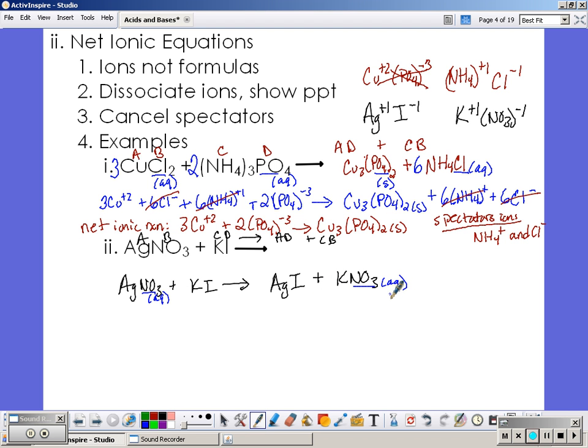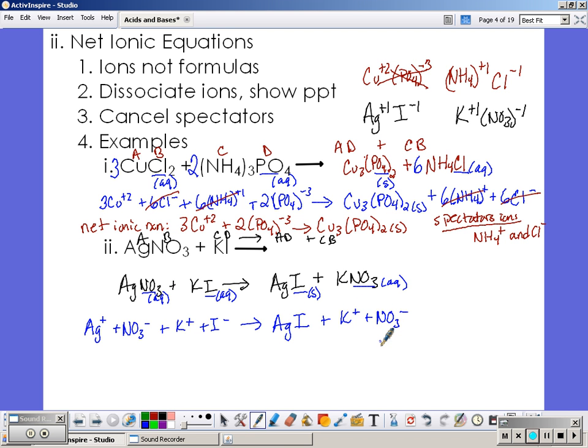All iodides are aqueous except silver, lead, or mercury. So this first one is going to be aqueous, but the second one, being with my silver, is going to be my solid. So I'm going to break apart into ions anything that is aqueous. So I have silver +1 and NO3 -1, K +1, I -1. That's going to form my solid, AgI, K +1, and NO3 -1.